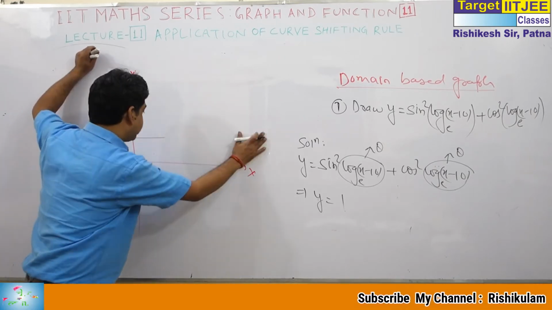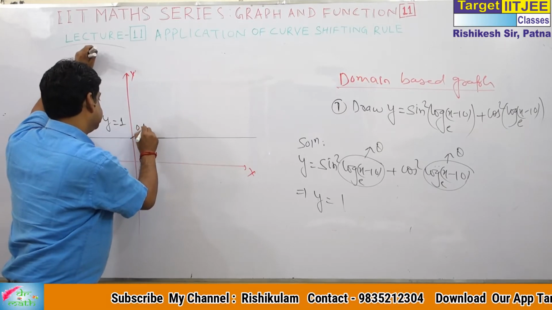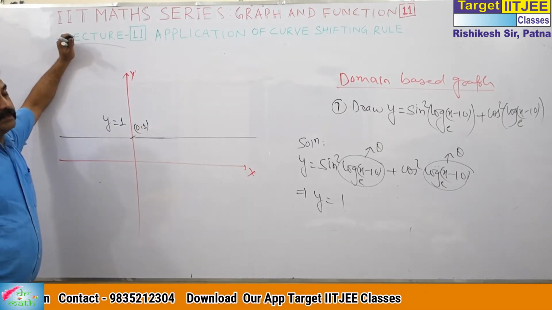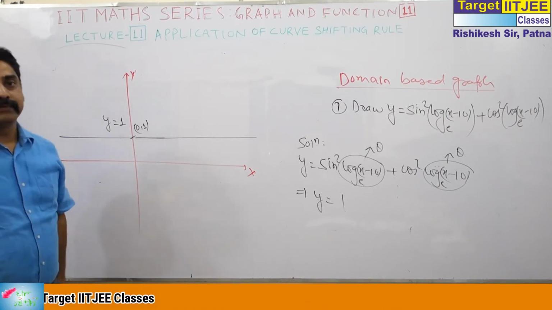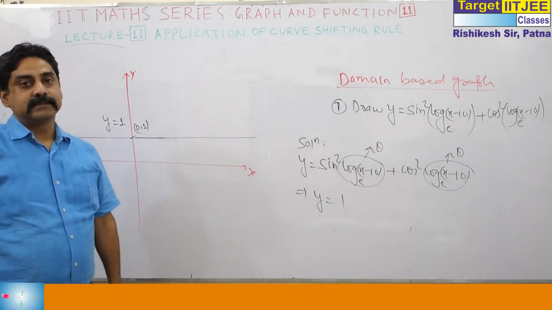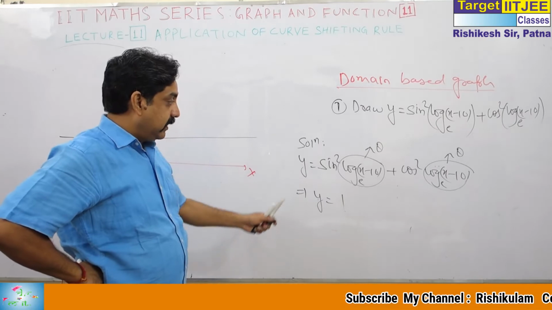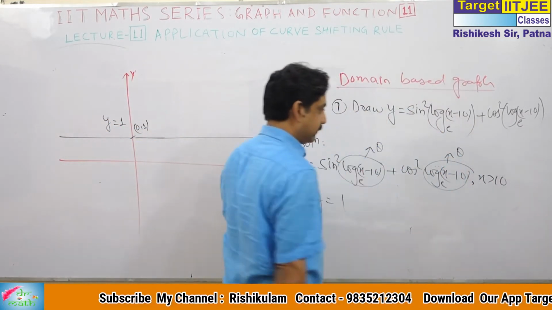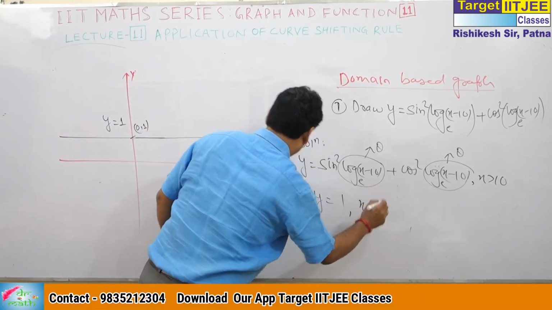So that is the graph, but there is a technical error in this graph. It's easy, but there is a technical error. Can you recognize it? That's why I wrote domain based graph. Actually, this function is defined when x is greater than 0, so this graph holds when x is greater than 10.